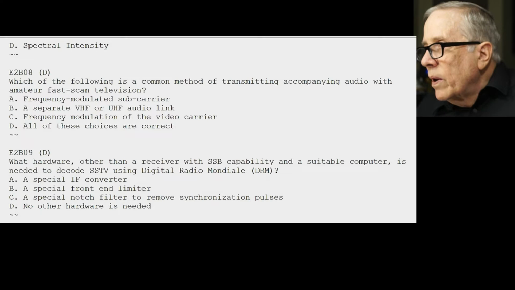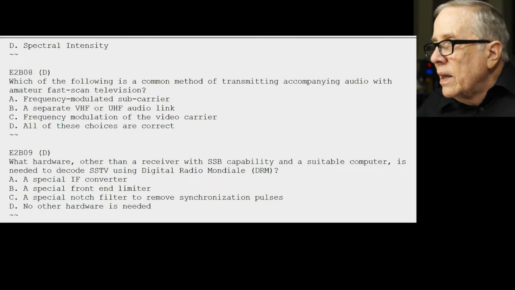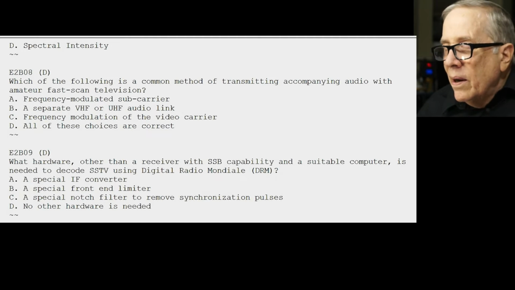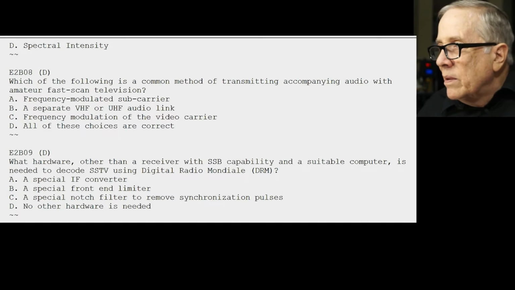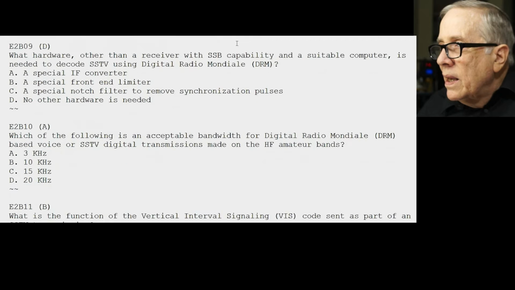E2B09. What hardware, other than a receiver with single sideband capability and a suitable computer, is needed to decode SSTV using digital radio mondial? The answer is D. It's a trick question. There's nothing. You hook up a computer to a receiver and put in the software and off it goes.